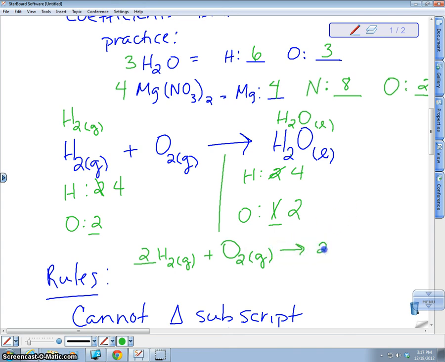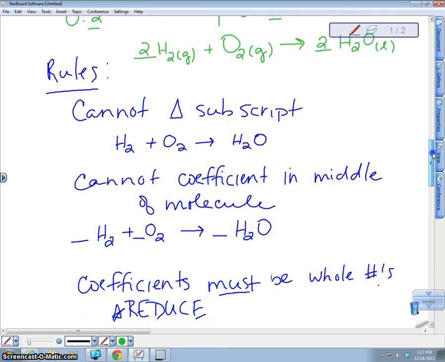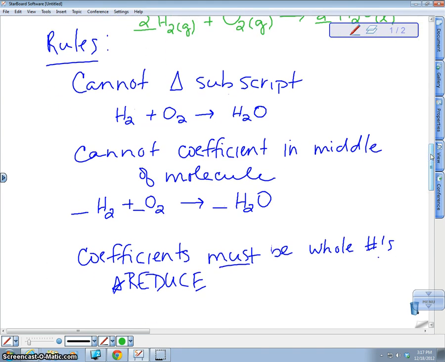And I needed 2 waters, so I'm going to put that coefficient. Okay. Let's look at the rules that we have to follow. Whenever we're balancing equations, we have to follow these rules. We cannot change the subscript.